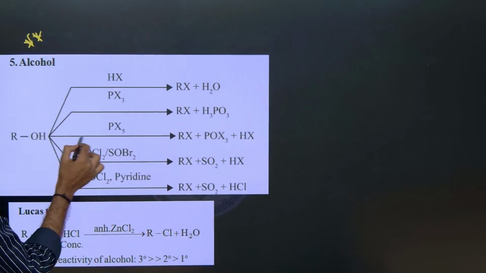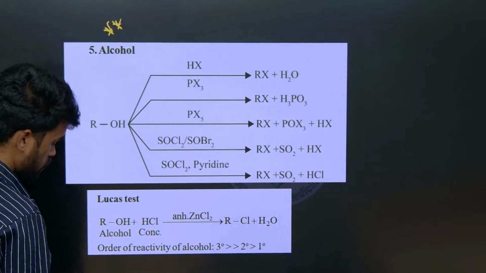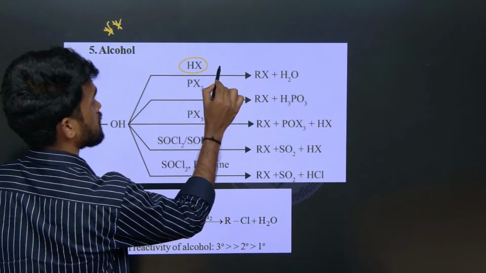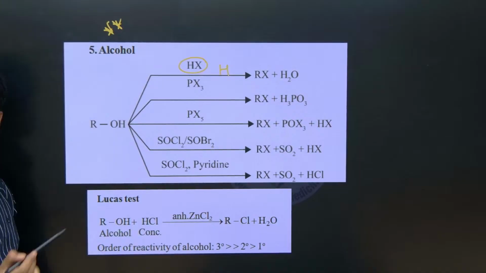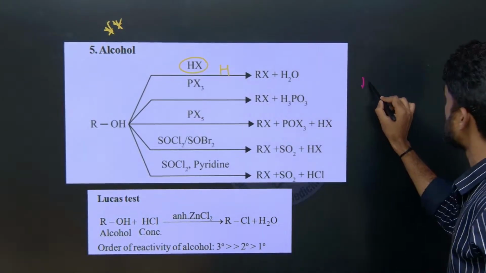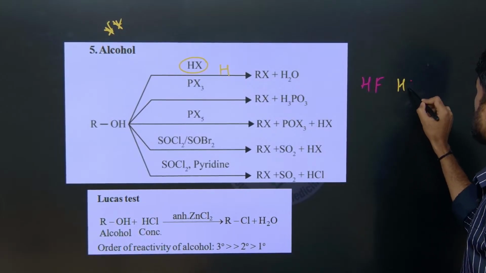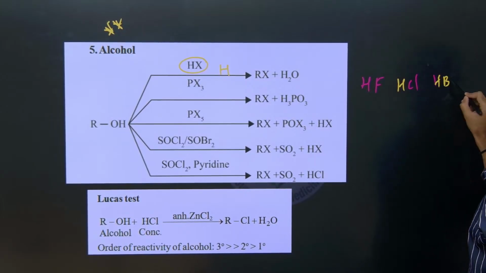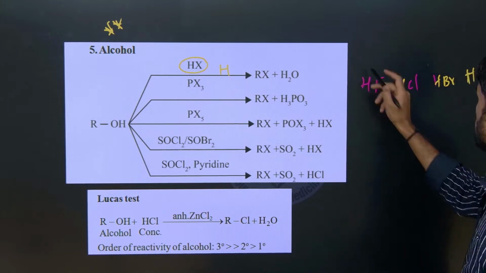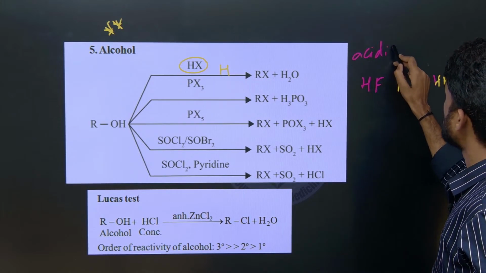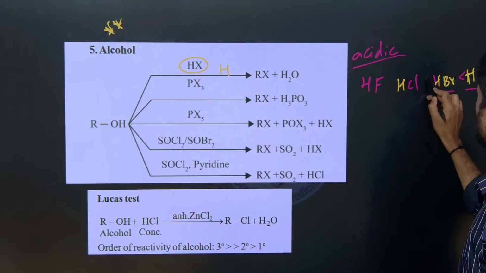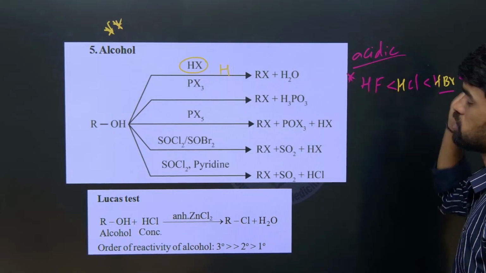So here I have ROH, which is alcohol. When we treat this with halogen acids like HX, HX means HCl, HBr, HI. Okay, so now tell me what is the acidic nature of HX, I mean HF, HCl, HBr and HI, if I ask. Yeah, so what is the acidic nature order? Always remember HI is a stronger acid than HBr, then HCl. Yeah, this is also an important point.